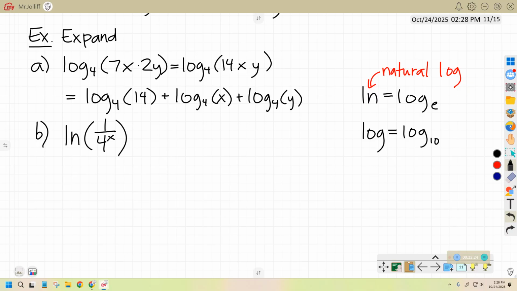What do we see inside that logarithm? I see a quotient. Yeah, we know quotient means subtraction. So ln of 1 minus ln of 4 to the x.